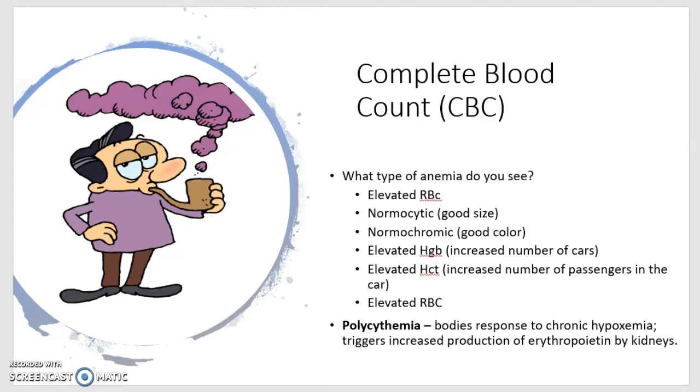Since the lungs are not doing a very good job at increasing the oxygen flow to the rest of the tissues, the body says, hey, let's make more red blood cells in order to get more oxygen to the rest of the body.